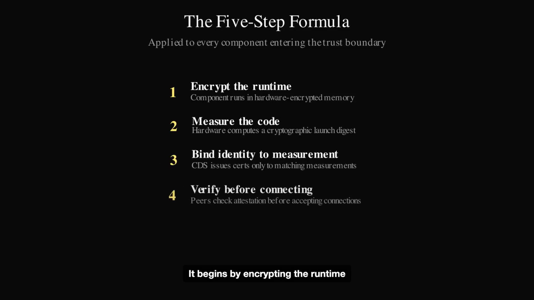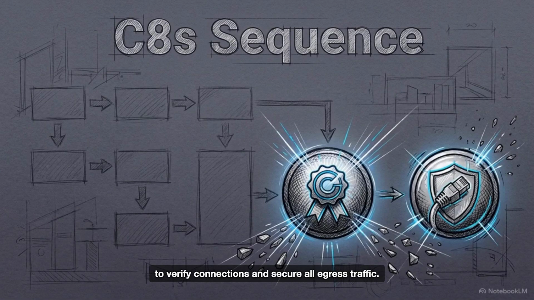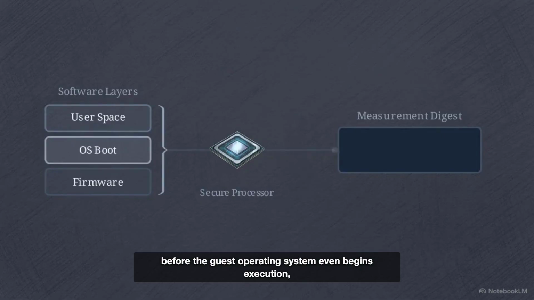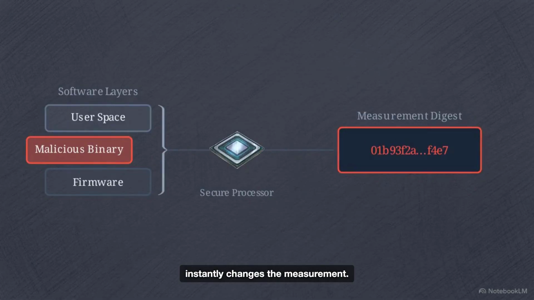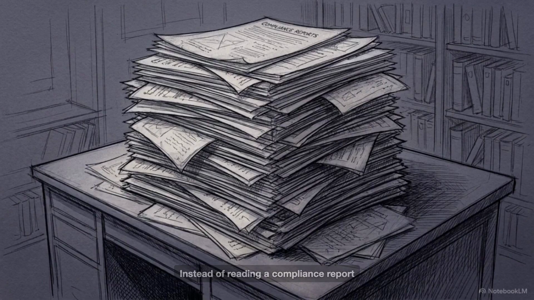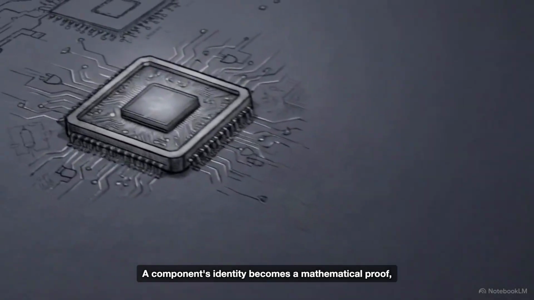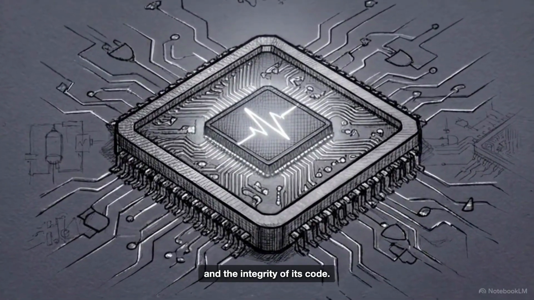C8s operationalizes these hardware properties through a repeatable sequence. It begins by encrypting the runtime and measuring the code at launch, then binds a hardware identity to that measurement to verify connections and secure all egress traffic. Because the hardware computes the hash digest before the guest operating system even begins execution, any substitution of a malicious binary instantly changes the measurement. Instead of reading a compliance report to guess if a server is secure, external verifiers check this hardware-signed report to prove exactly what code is running. A component's identity becomes a mathematical proof derived directly from its hardware environment and the integrity of its code.